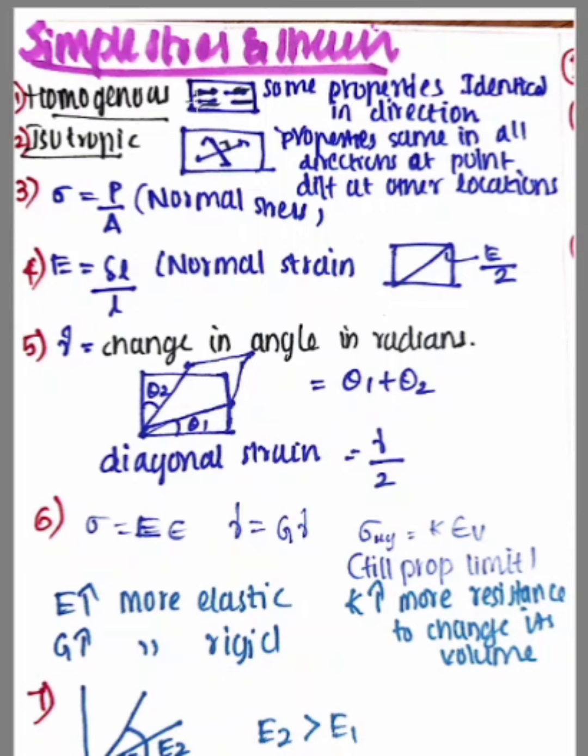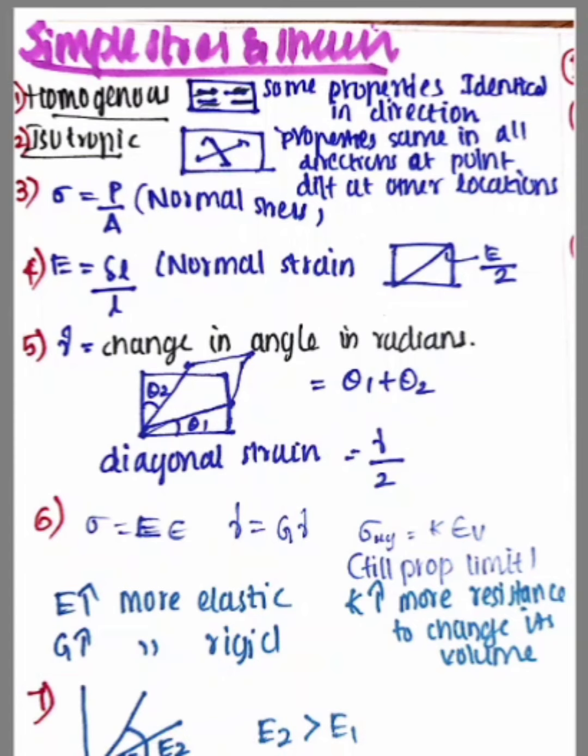And next is stress. Stress means what? It is a resisting force per unit area. That is, stress equals P by A. P is nothing but this resisting force per unit area. That resisting force is called P, and it is not load. You should say it is resisting force, or you can also say applied force per unit area.